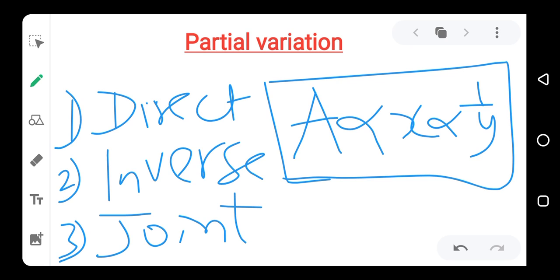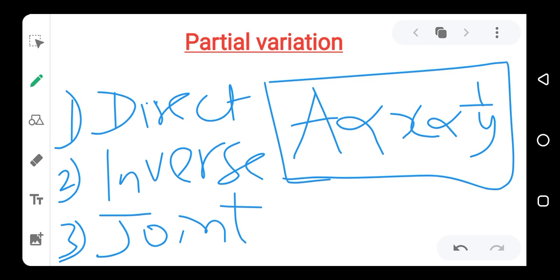Now what it means is that every variable is a quantity, but not all quantities are variable. So in partial variation, we have a quantity that is not varying. So whether this first one increases or decreases, it always remains the same. That is one of the quantities in partial variation. Then we have another one that changes when one of the quantities increases or decreases. So that is what we have in partial variation.